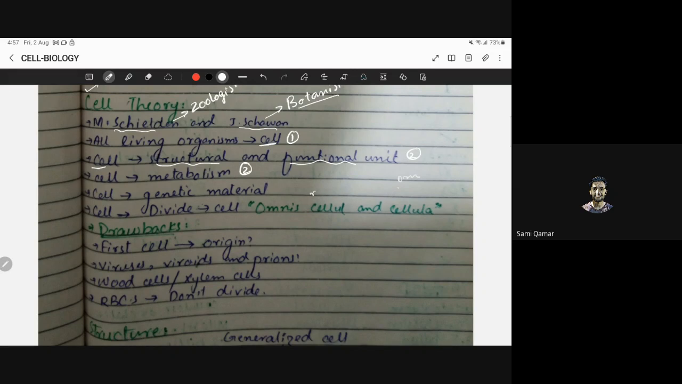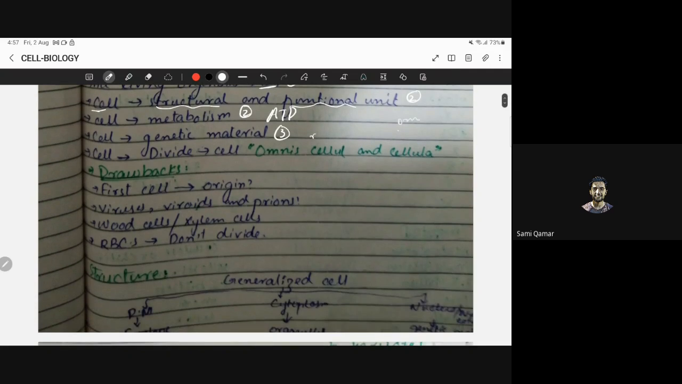The cell does metabolism, cellular respiration, and it generates ATP. And the cell has genetic material, DNA and RNA. Fourth, cells divide and form new cells. That is your mitosis, meiosis, cell division, which we will cover in detail, so don't worry about this either. They call it omnis cellula e cellula: new cells form from pre-existing cells dividing.